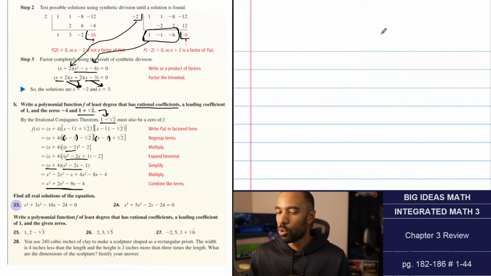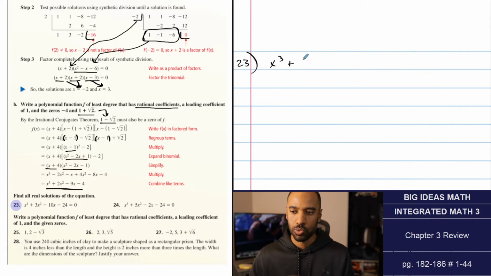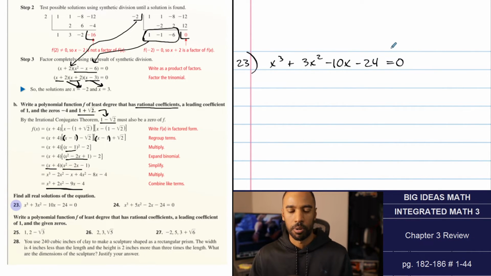Okay, find all real solutions. Number 23 and 24, find all real solutions of the equation. So on number 23, we have x cubed plus 3x squared minus 10x minus 24 equals 0. My first things that I look for personally are, is there a common factor? The answer is no. Can I factor by grouping? Also by my knowledge of things, the answer is also no.